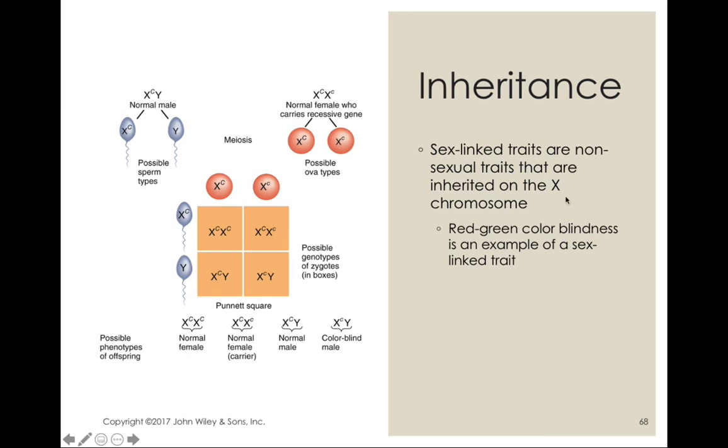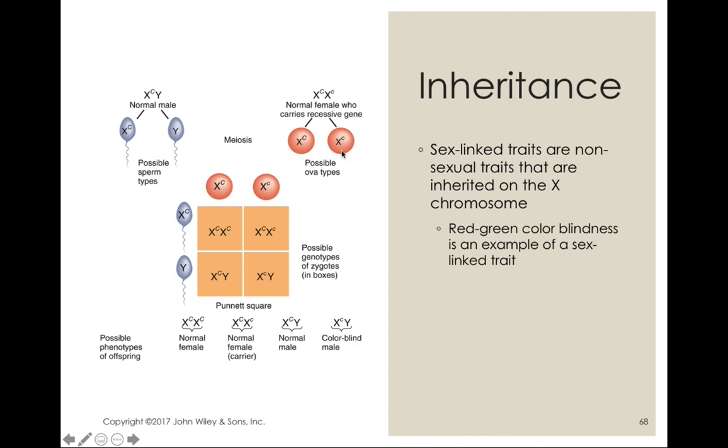An example of a trait that's passed on that's sex-linked is red-green color blindness. Red-green color blindness is more often seen in males than in females, and it is because this trait is sex-linked that's the reason for this. This example gives us a normal male and a female who's carrying the recessive gene for red-green color blindness.